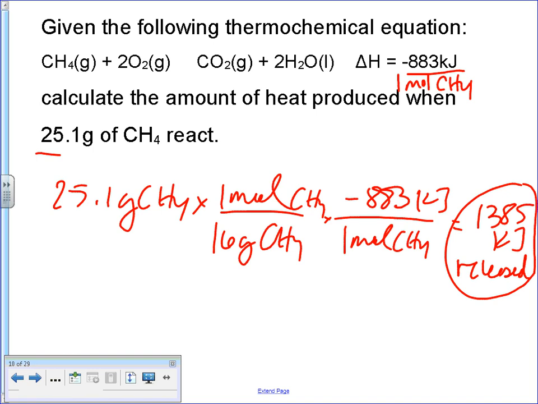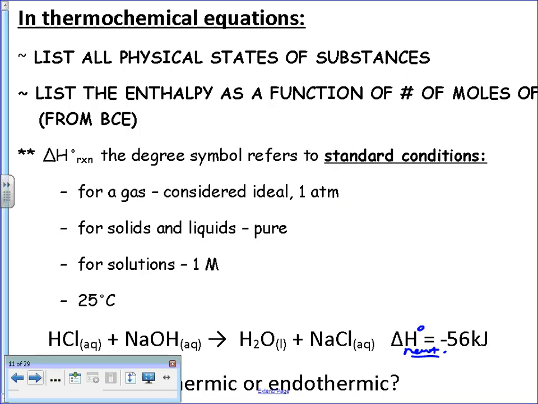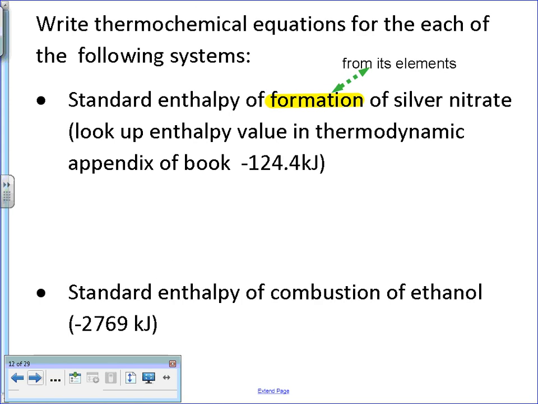Okay, so now I want you to write the formation equations for, I'll come back to this in a second, for this one first. You guys have this on your paper. So the standard enthalpy of formation for silver nitrate, and then I'll look up values for you in the book. You can tell me what you're writing too if you want.